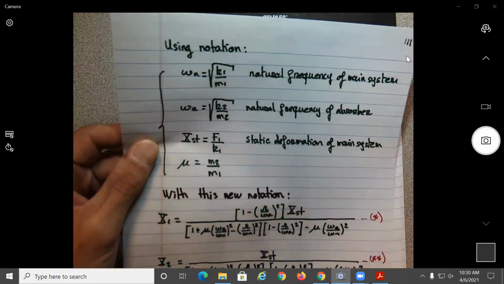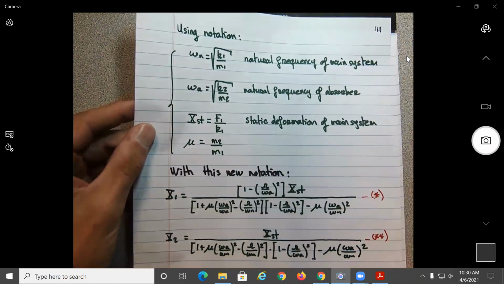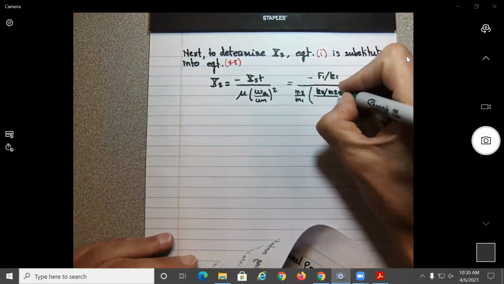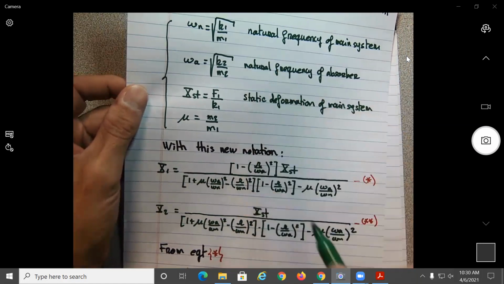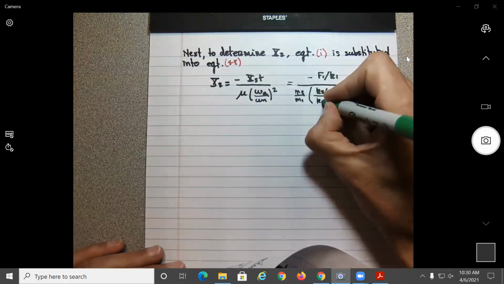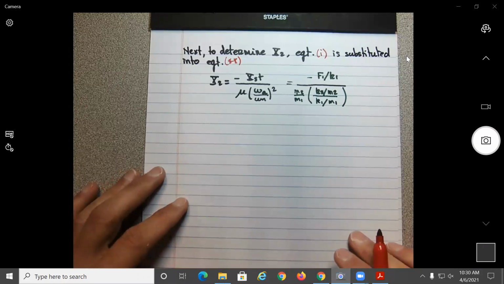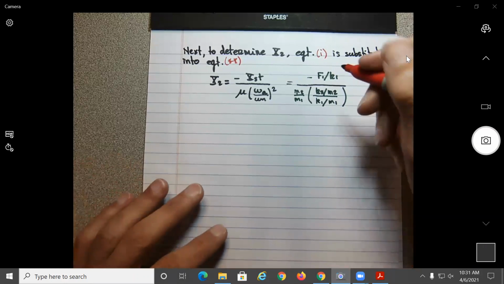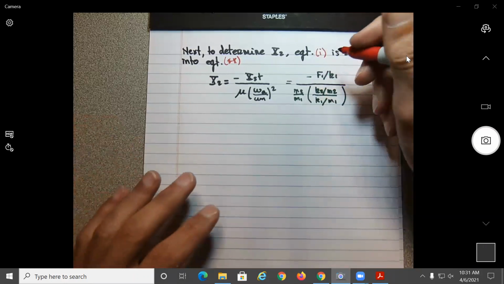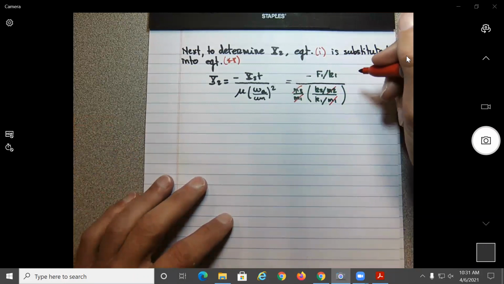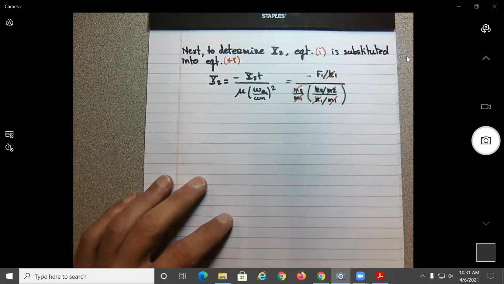And now these ones are square, okay? So we can remove the square root. So the third one, the one of the absorber, is K2 divided by M2. And the bottom one is K1 divided by M1. Okay, so if we start simplifying, you don't have to do this, but it's good for the understanding. You see that this M2 will cancel with this one, this M1 will cancel with this one, and then this K1 will cancel with this one.